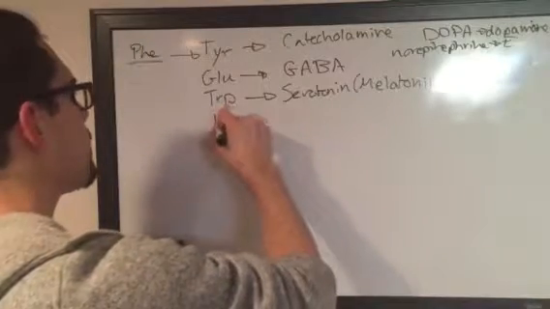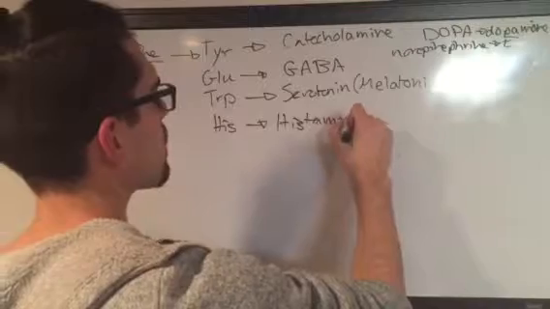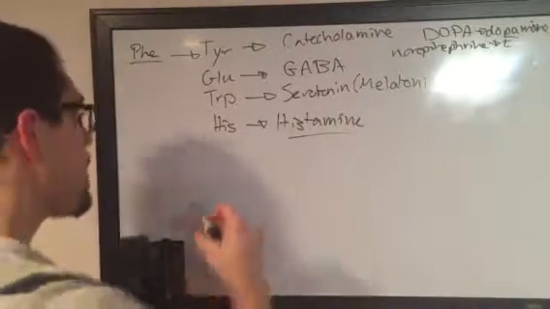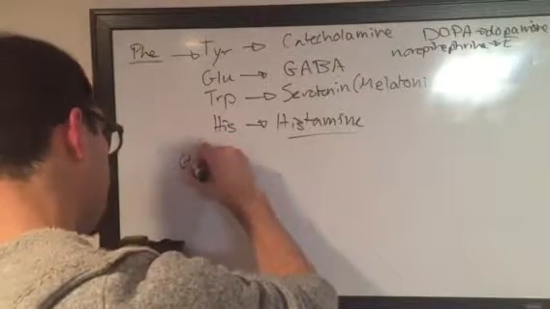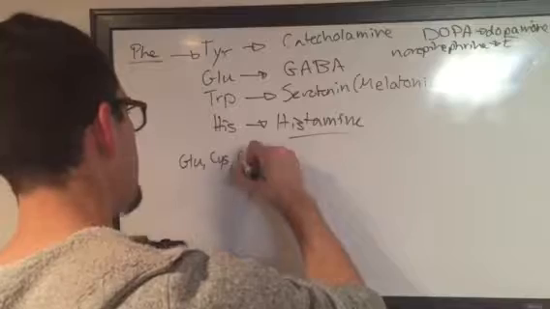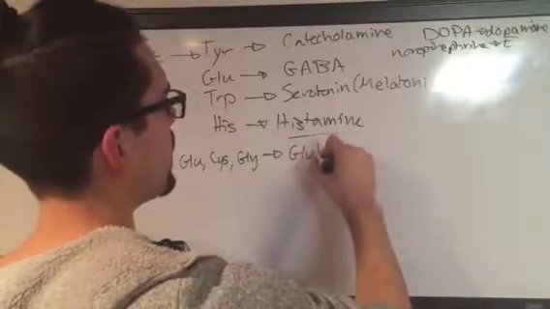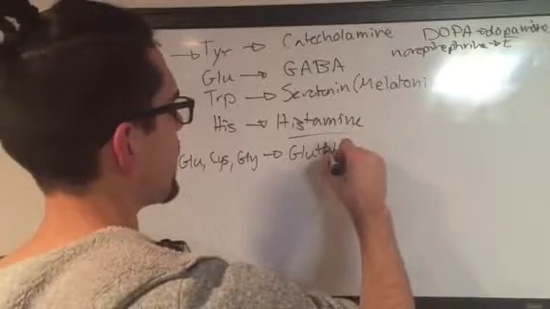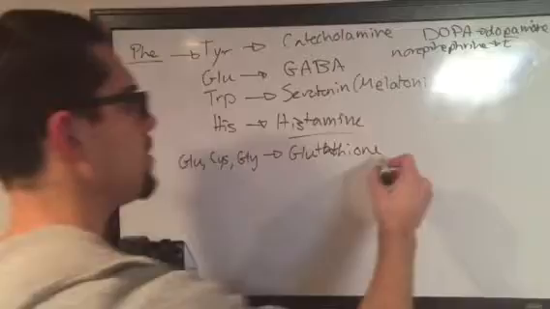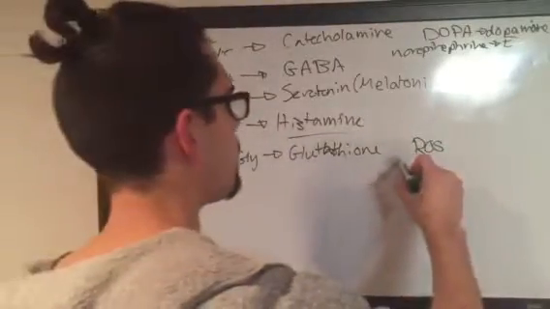From histidine, you're going to make histamine. That's kind of beautiful. His, same thing. And from a couple amino acids, glutamate, cysteine, and glycine, we are going to make glutathione. Now, we learned before that I spelled that horribly. Glutathione was an antioxidant. It bound to reactive oxygen species using NADPH.